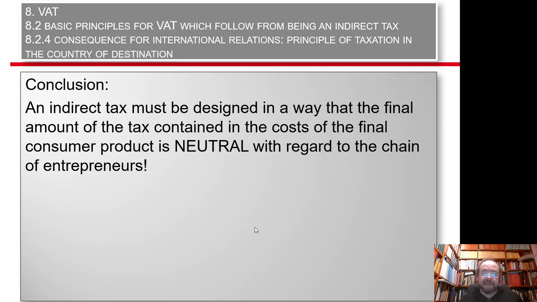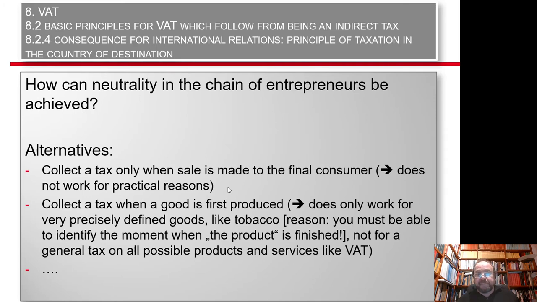So you must design your VAT system or any other system of an indirect tax in a way that there will be no distortions in connection with the length of the chain of entrepreneurs which are involved. How can you do that? First idea is just restrict your tax to the final sale to the consumer. Just only levy a VAT on the sale to the final consumer.